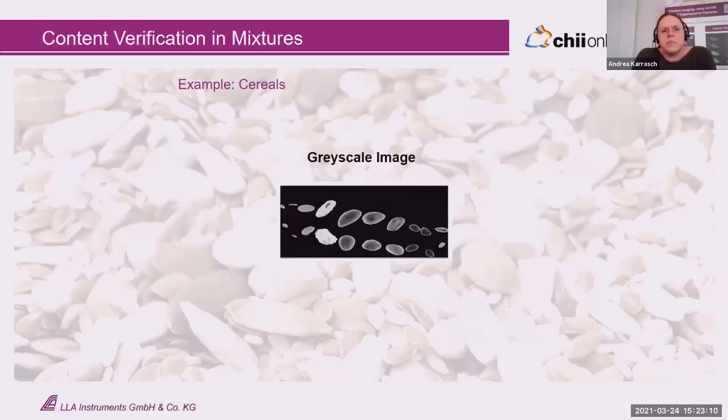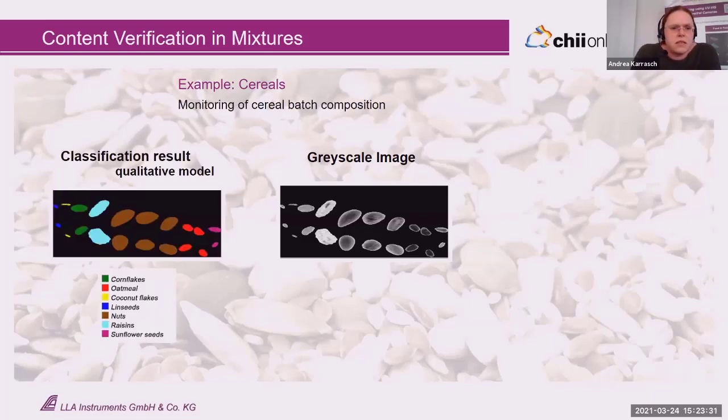Another example is the content verification in mixtures. This is more an at-line test for packed bags, for example, here a mixed cereal bag. In the center, you can see the grayscale image of mixed cereals. On the left side, again, the classification result based on a classical chemometrical approach, where you can distinguish between different types within the cereal batch, for example, linseeds, small coconut flakes, nuts, sunflower seeds, and oatmeal flakes.